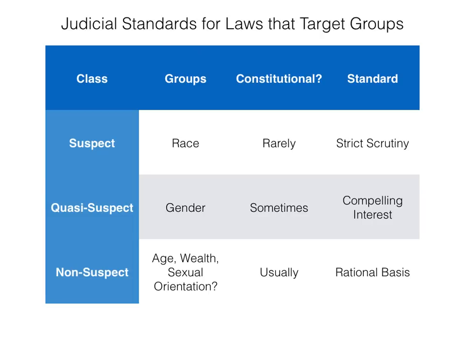Judicial standards for laws that target groups. The Supreme Court's guidelines for enforcing and upholding laws, to make sure that they are not discriminatory, divide groups of people who might be targeted by discriminatory laws into three classes. The first of these three classes is race, and it is called a suspect class. The reason that race is called a suspect class is not because we're suspicious of racial minorities, it's because we're suspicious of laws that target minorities.